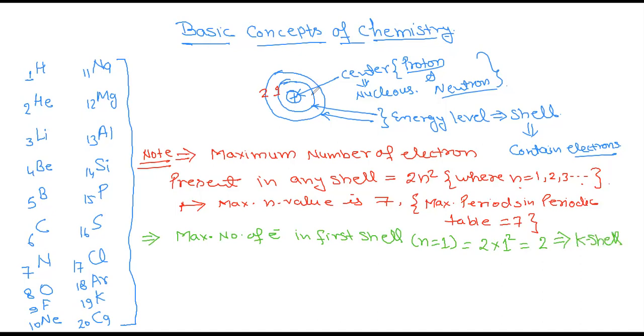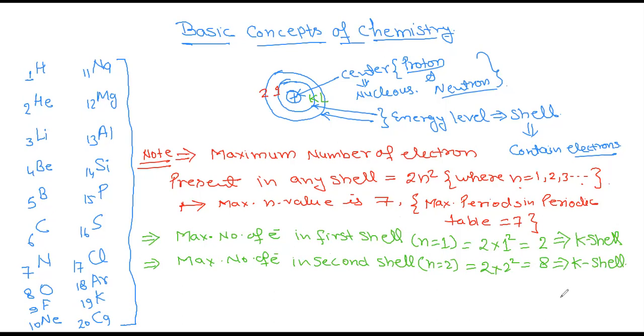The first shell is called the K shell, and the second one is the L shell. Similarly, the maximum number of electrons in the second shell, n equal to 2, is 2 into 2 squared, which is equal to 8. That is called the L shell. Maybe you now understand how to calculate the maximum number of electrons in any shell. The general formula is 2n squared. So we have 2, 8.